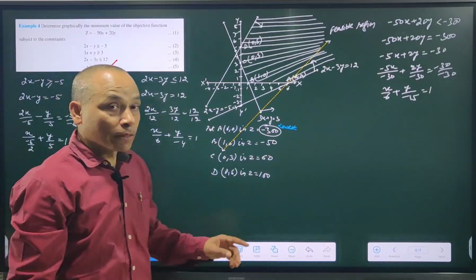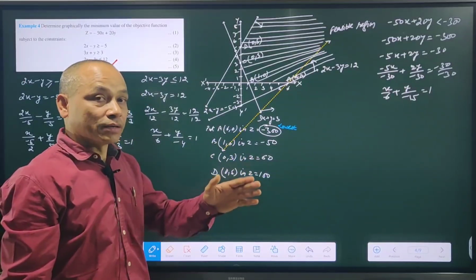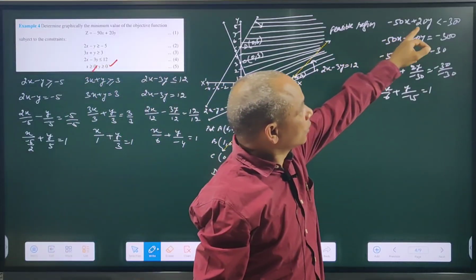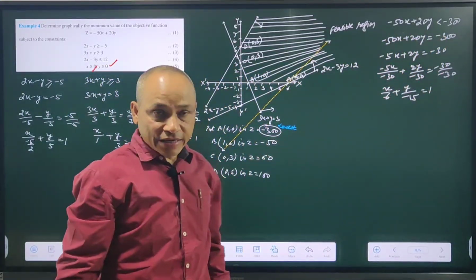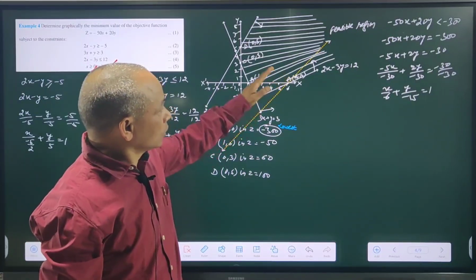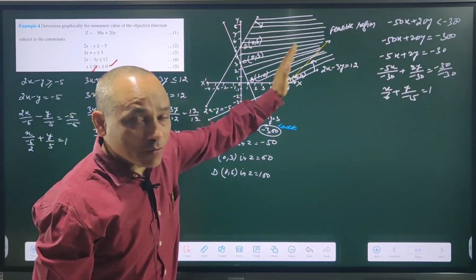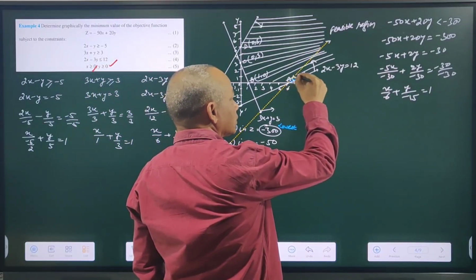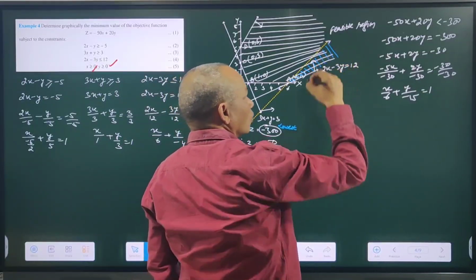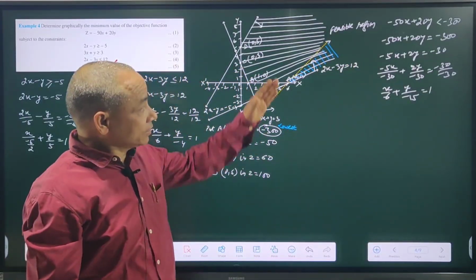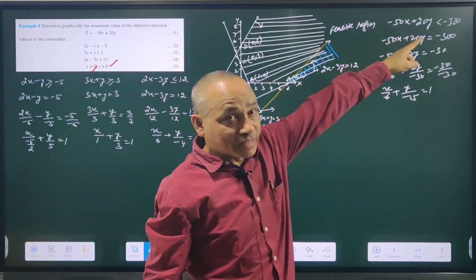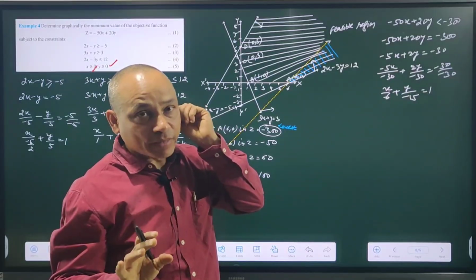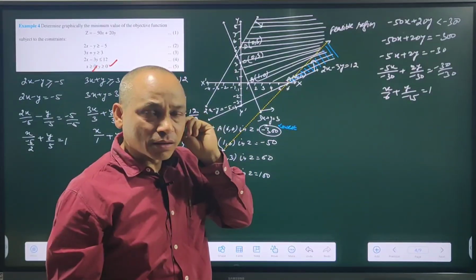Now we will check the region that is to be represented by this inequality. Take 0 comma 0: 0 plus 0 less than minus 300. Is 0 less than minus 300? No. So the region towards the origin is not to be shaded. The region away from the origin is to be shaded. So this will be the region away from the origin. And the solution of this inequality is called open half plane, or you can simply call it the solution of the given inequality.